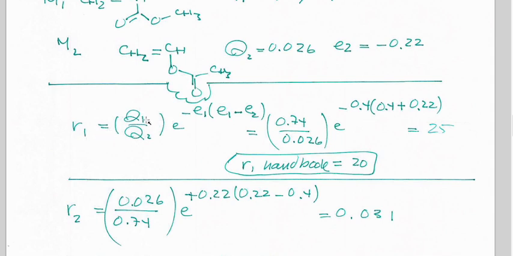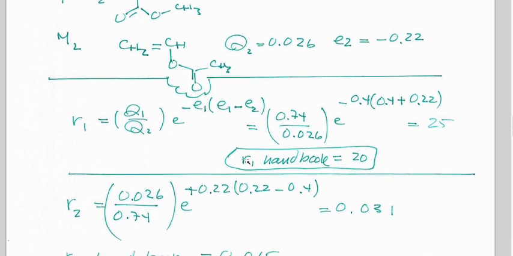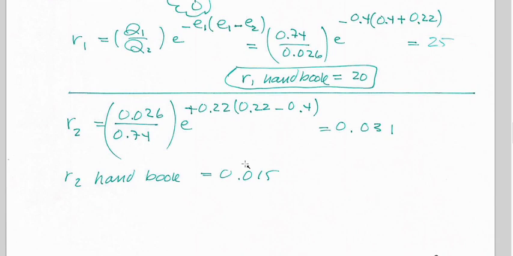The formula is Q1 over Q2 times e, the base of the natural log, to the power minus E1 times (E1 minus E2). So now, because we have the table, we have Q1 and Q2 for the two monomers, and we have E1 and E2. We can estimate the R value. So the R1 value would be 20 for this monomer. Do the same thing for the second monomer. So now we get an R value of 0.031.